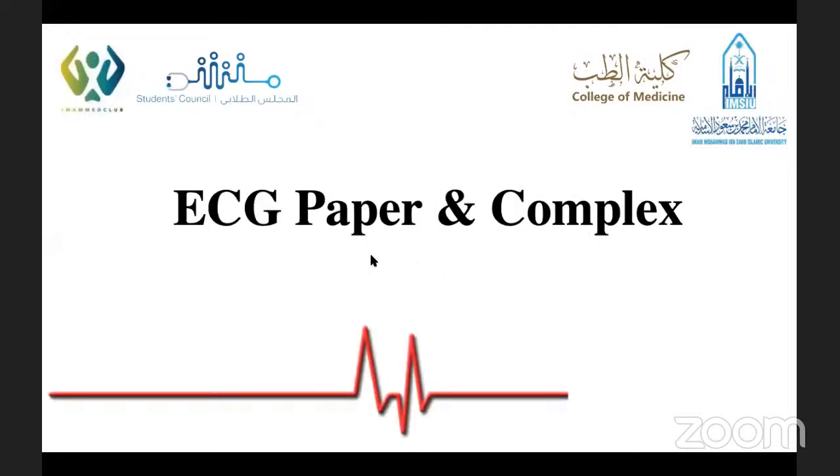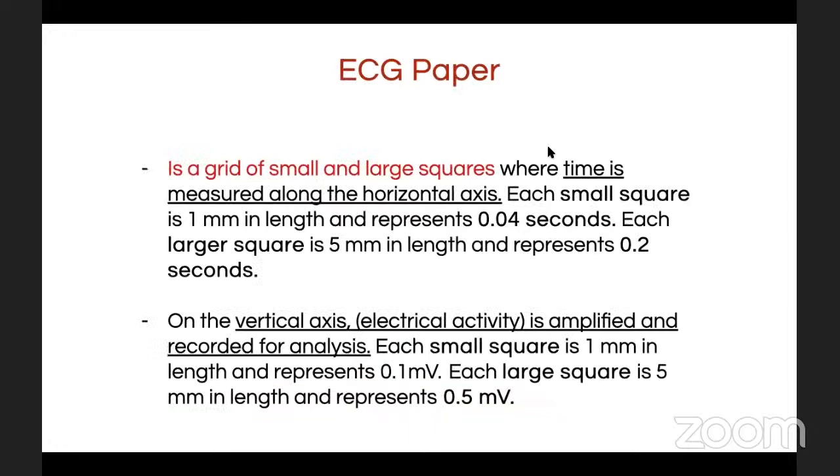Okay, now I'll talk about the ECG paper and the ECG complex. Okay, next slide. Okay. What is the ECG paper? ECG paper is a grid of small and large squares where time is measured along the horizontal axis. So in the horizontal axis we'll know time. Each small square is 1 millimeter in length and represents 0.04 seconds. The small square is 0.04 seconds. Each large square is 5 millimeter in length and represents 0.2 seconds.